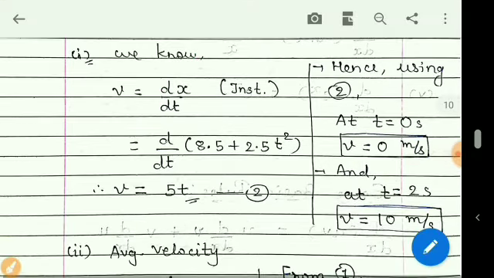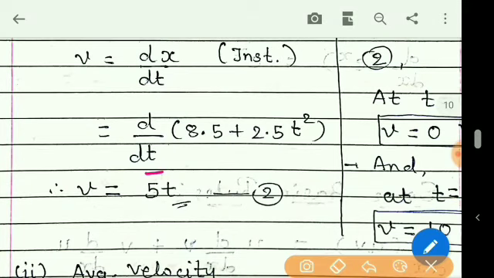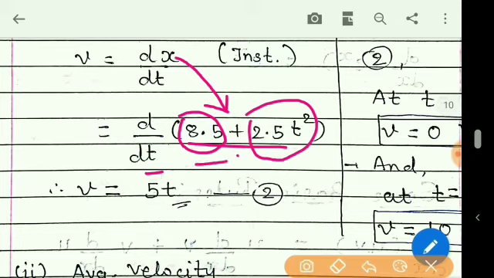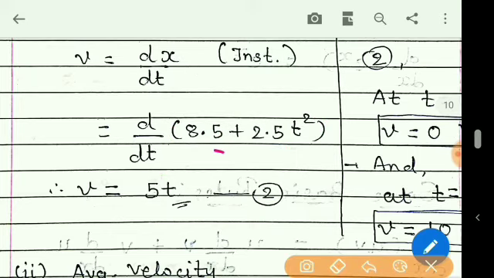So now d by dt of x, we have put the value of x here. Now simple differentiation is there. We have to differentiate this also, plus we have to differentiate this also. That is, here there are two terms, so differentiation of the first term plus differentiation of the second term. Now here first we will differentiate the first term. So d by dt of 8.5. But what is 8.5? It is a constant. And what is differentiation of any constant? It is 0. So differentiation of this 8.5 is 0.